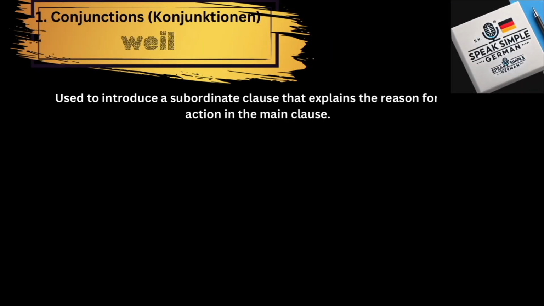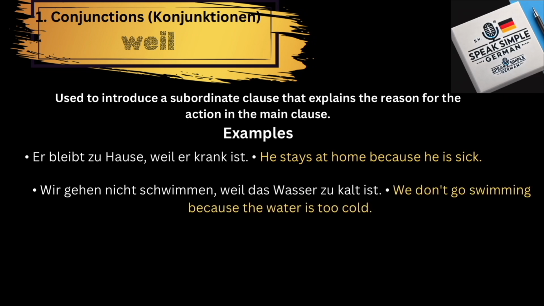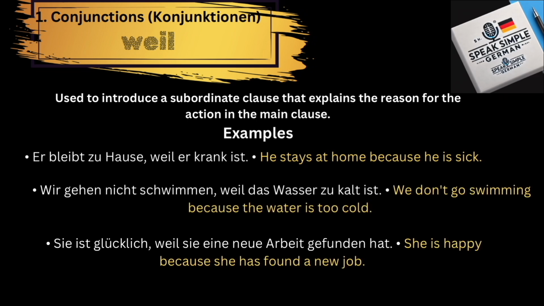Weil, meaning "because", is used to introduce a subordinate clause that explains the reason for the action in the main clause. Examples. Er bleibt zu Hause, weil er krank ist. Wir gehen nicht schwimmen, weil das Wasser zu kalt ist. Sie ist glücklich, weil sie eine neue Arbeit gefunden hat.